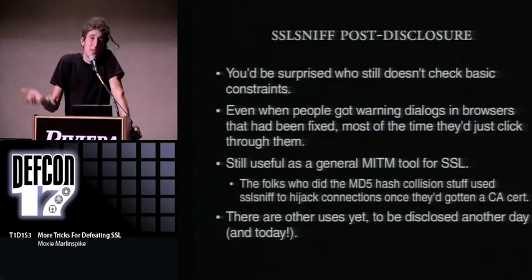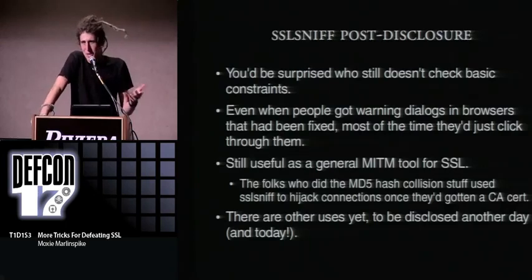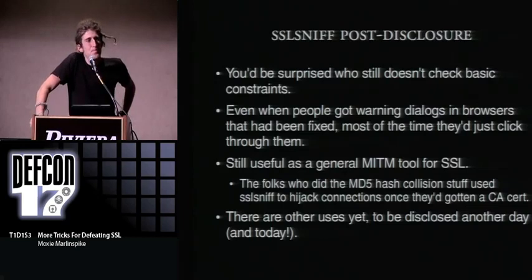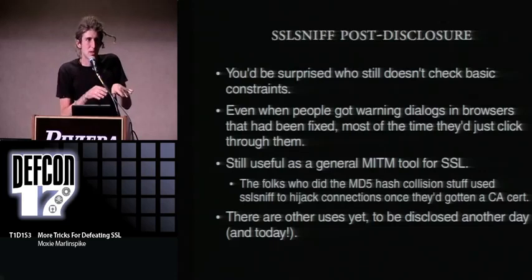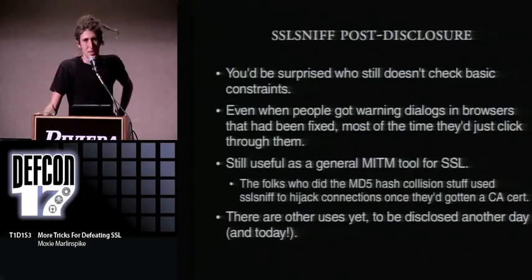So first, you'd be surprised who still doesn't check basic constraints. The second thing was that even after browsers had been patched, this tool was pretty effective because you would be surprised. Most of the time, users would just click through the dialogues. And there's actually some kind of cool stuff you could do where a lot of SSL implementations or web browsers would start to validate a certificate, and then as soon as something was wrong with the certificate, they would pop up a dialog telling you that something was wrong. And the second thing that they do after checking the name is check the timestamp to see whether it's expired or not.